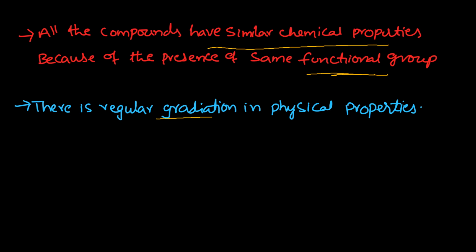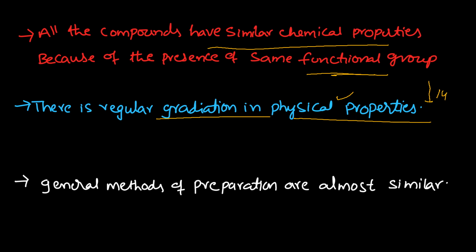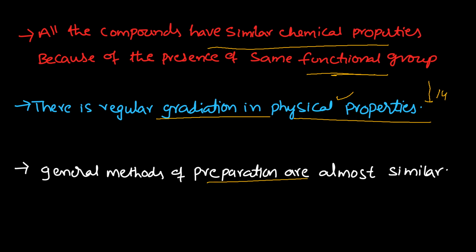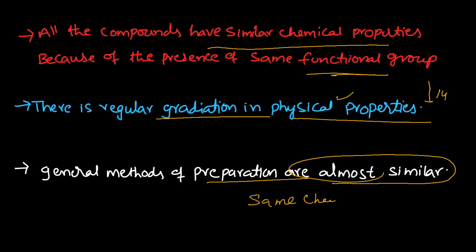Coming to the next one, there is regular gradation in the physical properties. The mass of the compounds increases by 14 units. If the mass is increased, similarly density increases. Like that, in the physical properties, regular gradation is there. Coming to the next one, the general methods of preparation are almost similar. Why? Because all have the same functional group. So that's why we can easily prepare compounds with the same functional group and similar chemical properties. That's why the general methods of preparation are almost similar.